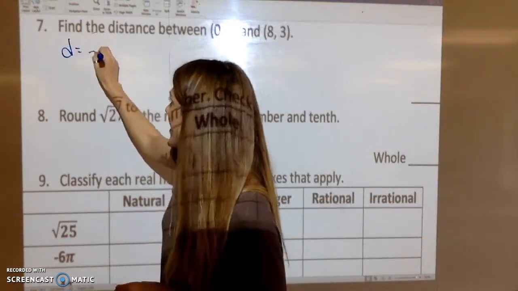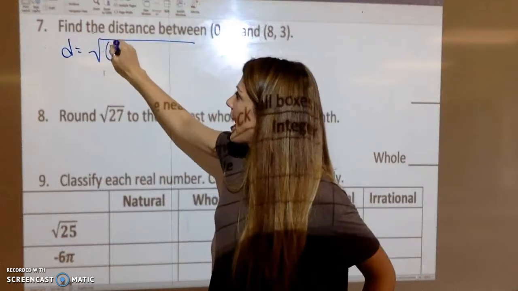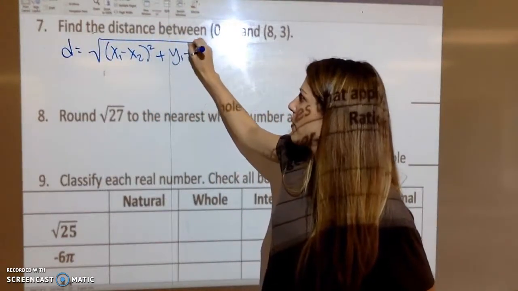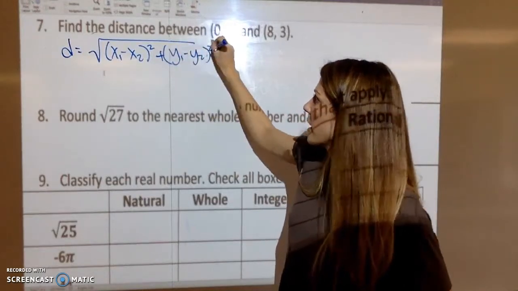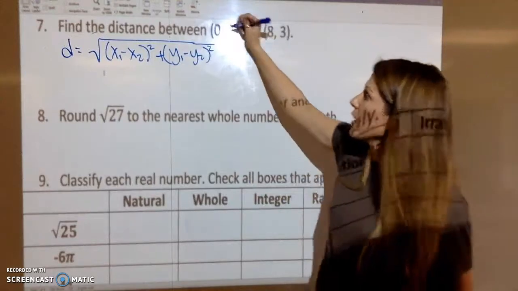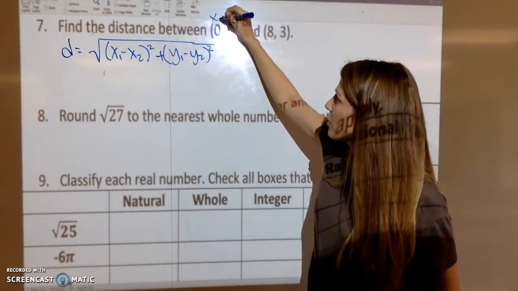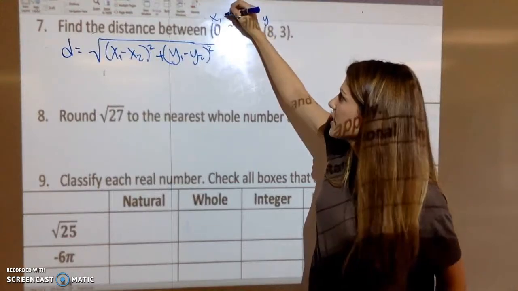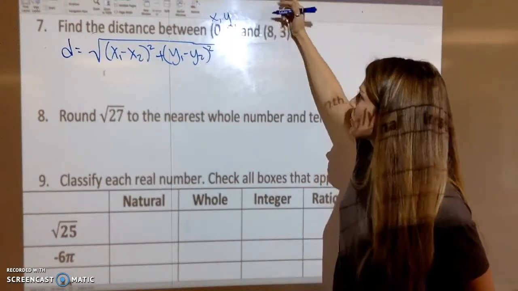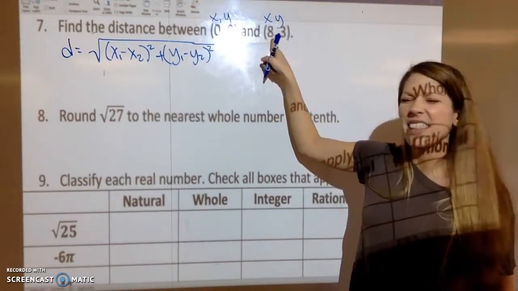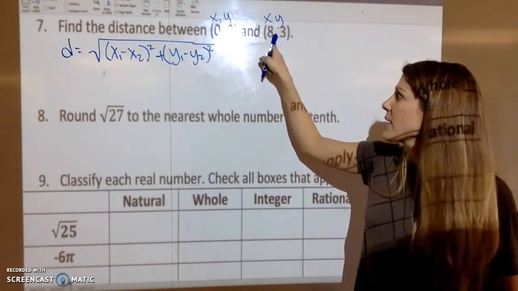So distance equals the square root of (x1 minus x2) squared plus (y1 minus y2) squared. It doesn't matter which x you use first and which one second. So this is xy, xy. So we're going to take x minus x. I like doing the 8 first, so we'll do 8 minus 0.